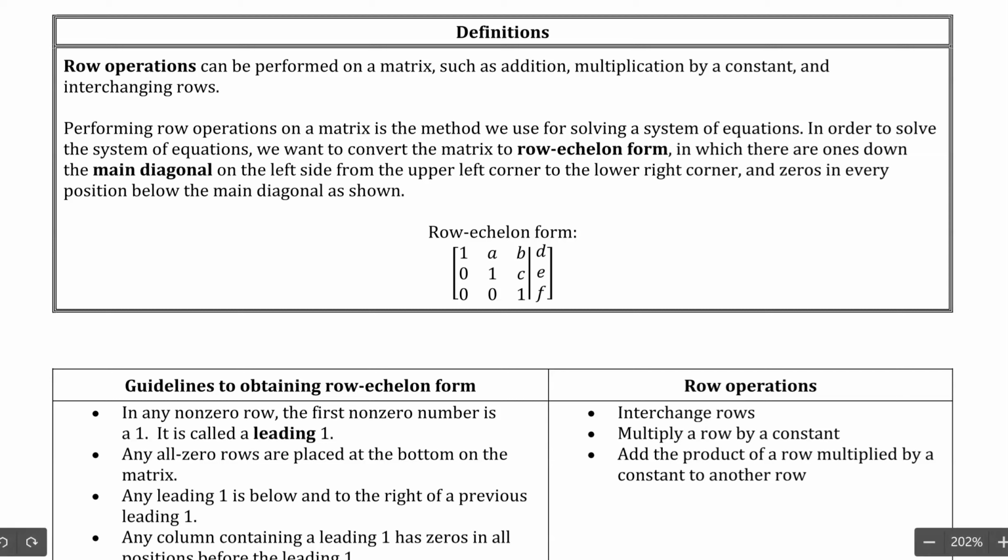Keep in mind that our goal when we want to solve a system of linear equations is to get our matrix into row echelon form. What does row echelon form look like? Here's an example of row echelon form. We have ones down the diagonal from upper left to lower right, on the left side of the line. And then there are zeros below that diagonal. Now above that diagonal there are some numbers, and that's okay.